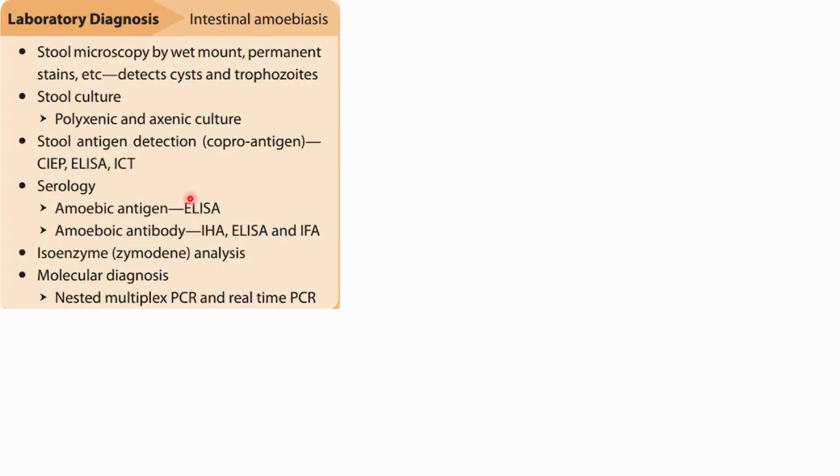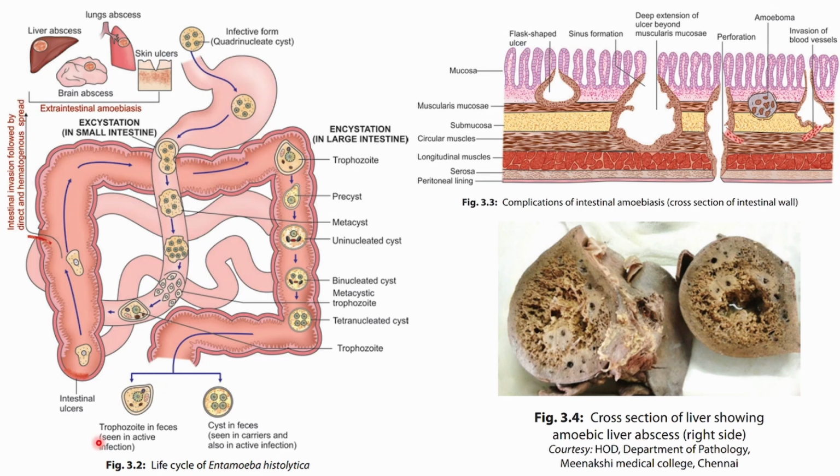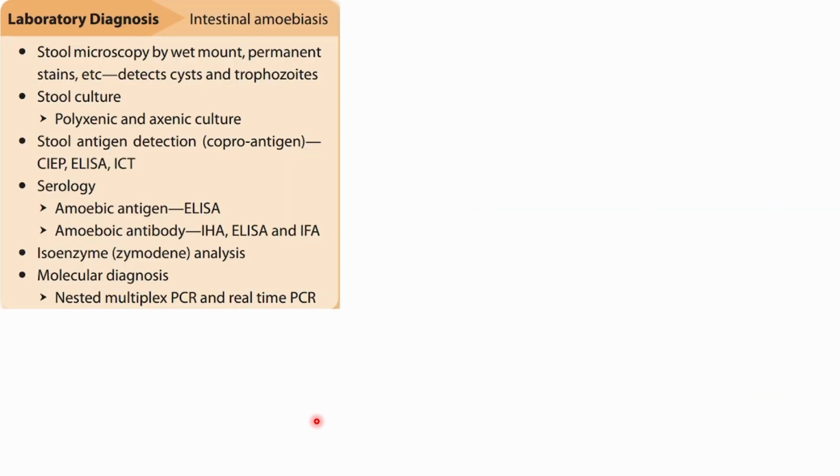This is the thing that should be discussed in this video. So, lab diagnosis: we have stool microscopy by wet mount, permanent stains, etc., that detects cysts and trophozoites. So what was coming out of the body? The trophozoites or the cyst. Trophozoites in case of active infection, cyst in case of carrier infection. So both can be detected, depending on which stage he is in.